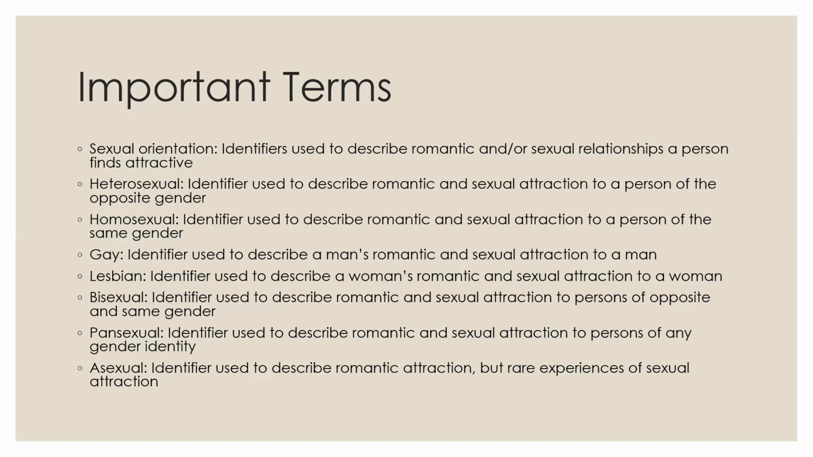The first one, heterosexual. This is an identifier used to describe a romantic and sexual attraction to a person of the opposite gender. We're going to be talking a lot about heterosexuality and the privileges associated with that particular sexual orientation.